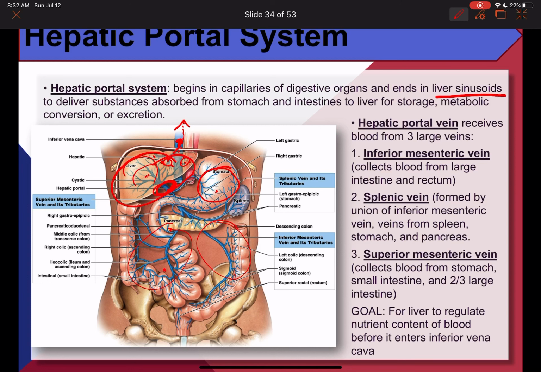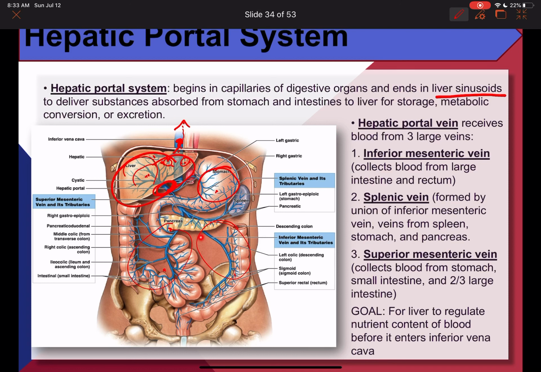So the hepatic portal vein will receive blood from 3 large veins for 3 main areas of the abdominal area for digestive organs. You have the inferior mesenteric vein, which is this one right here. Inferior mesenteric vein collects blood from your large intestine. So that's why this vein leads into the large intestine and towards the rectum here.